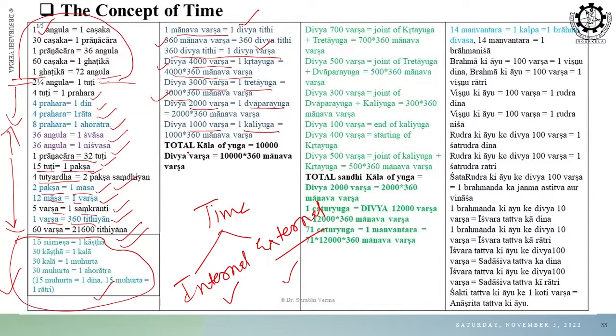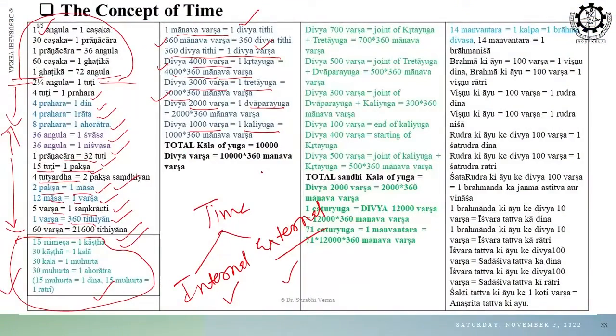Once Krita transits into the next one, after Krita Treta, after Treta then Dwapar, and then after Dwapar Kali. So in between the joining also there is a Sandhi period, Sandhi Bela hai. So the joining period is also there for joining of Krita and Treta, Divya 700. Joining of Treta plus Dwapar, Divya 500. Joining of Dwapar plus Kali, Divya 300. And in the same way, joining of the Kali and Krita is Divya 500. So this is how we are having the joining phases.